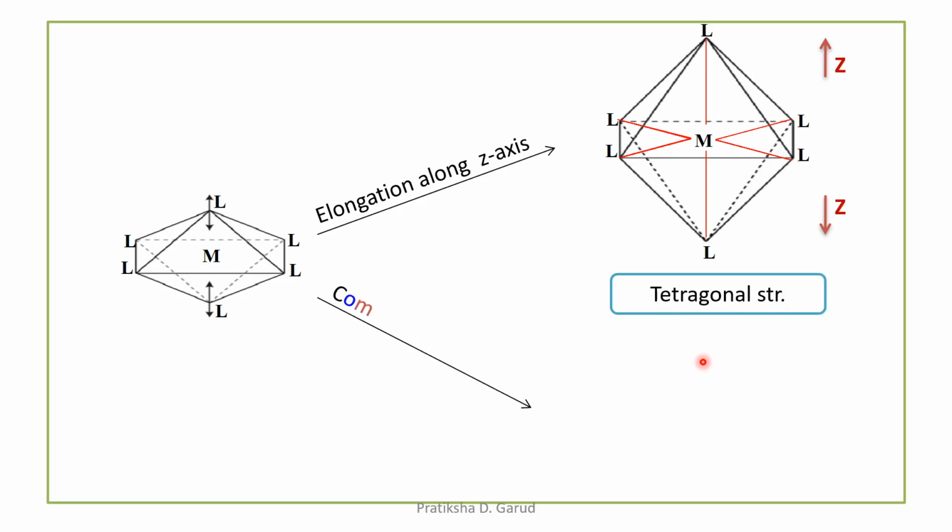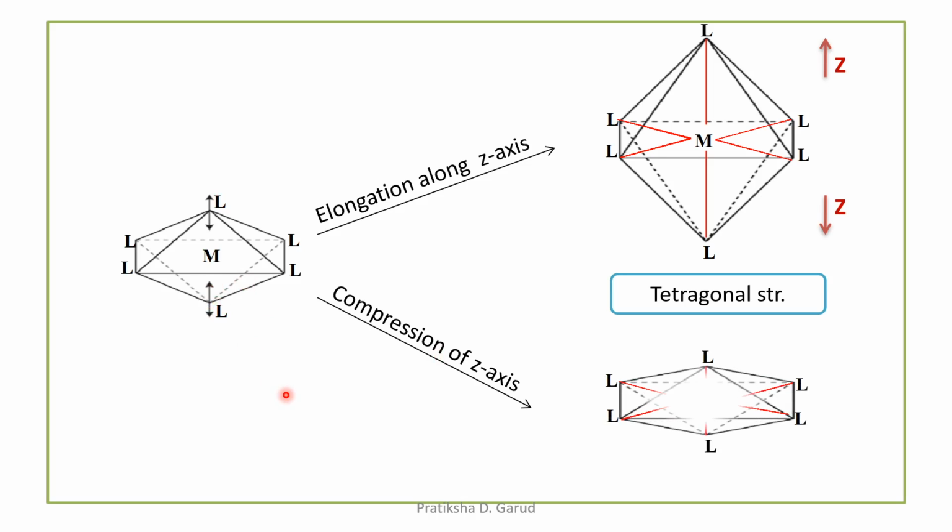On the other hand, when there is a compression of the z-axis, that is a shortening along this z-axis, we get this structure due to the shortening of the bond length of this M and L. The M-L bond length decreases. Here there is a shortening along the z-axis, or we can say the compression, and due to this we produce the structure which is called the trigonal structure.